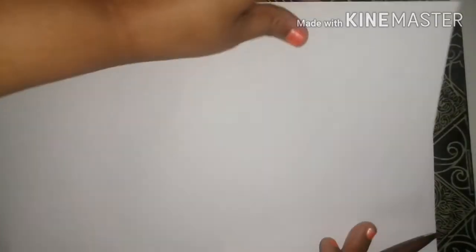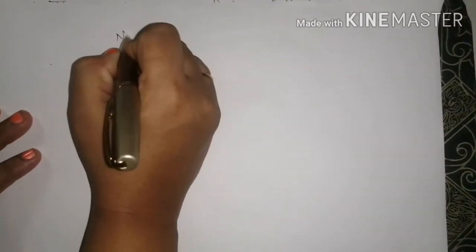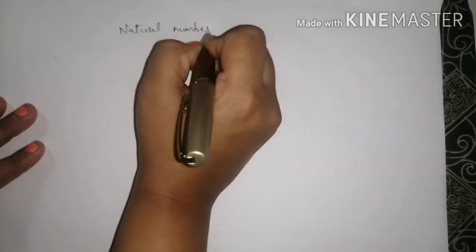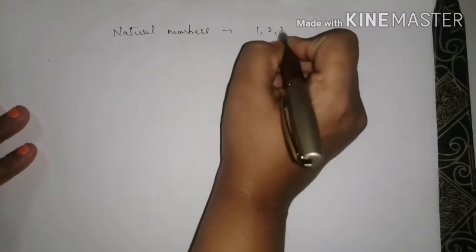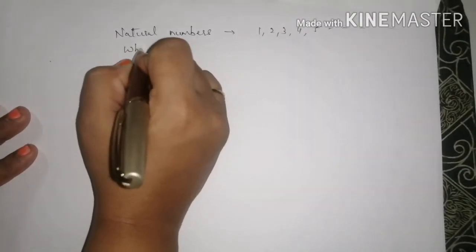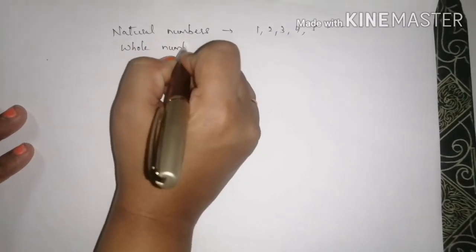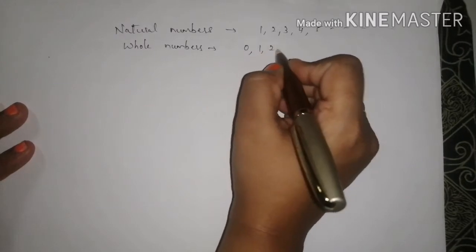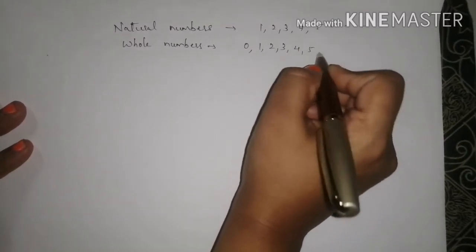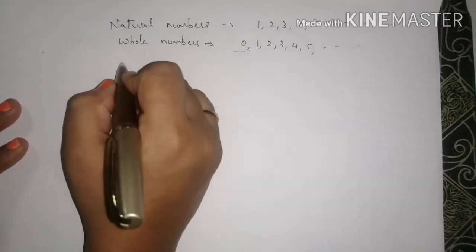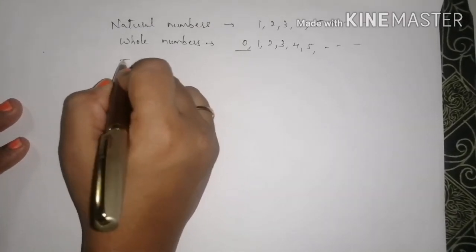Children, we know about natural numbers. Natural numbers start from 1, 2, 3, 4, 5, and so on to infinity. Then we have seen about whole numbers. Whole numbers: if we include 0 in the natural numbers, then those numbers are called whole numbers. Then we have seen integers.